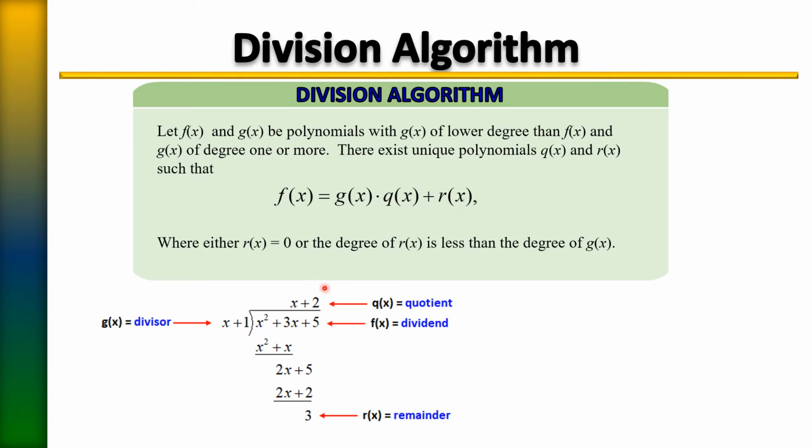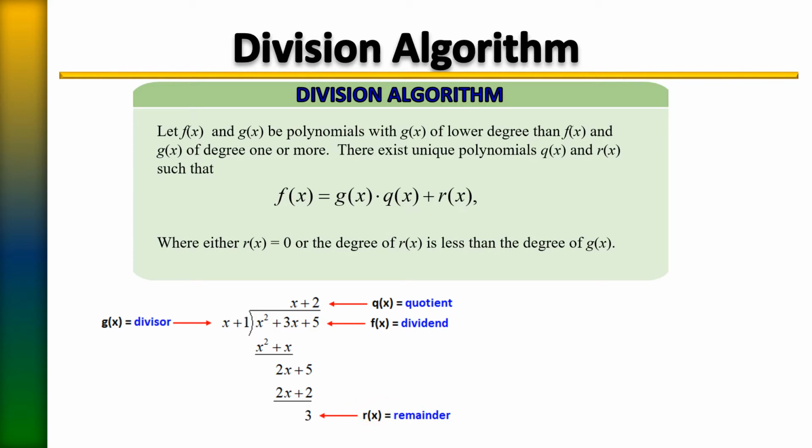Whichever method you're using, whatever is on top is your quotient. Let's call that quotient q of x. Whatever is under this symbol is called your dividend, and let's call that f of x. And whenever you have a number left over, that is called your remainder. Let's call that r of x.